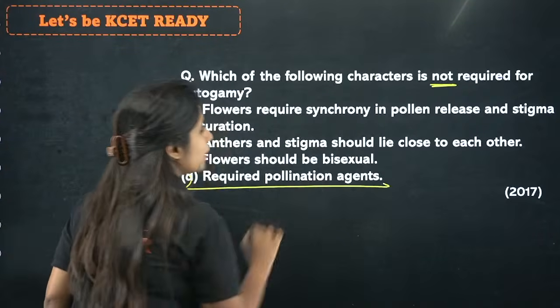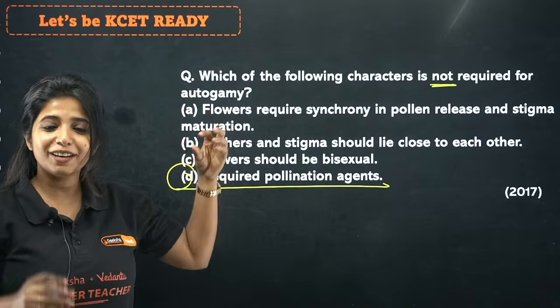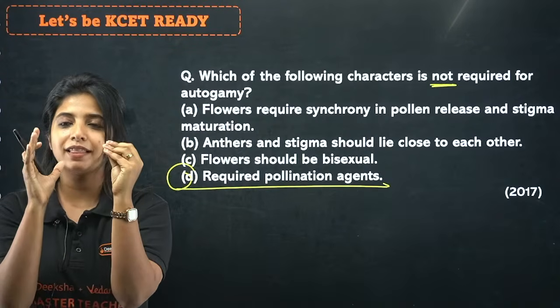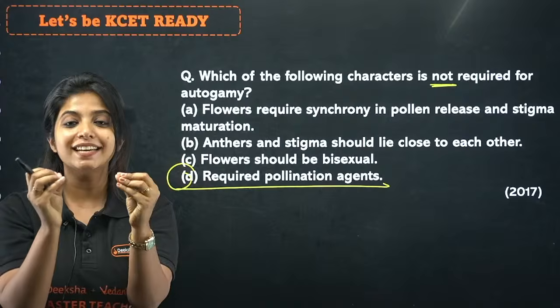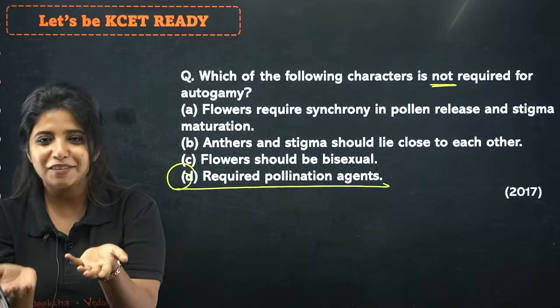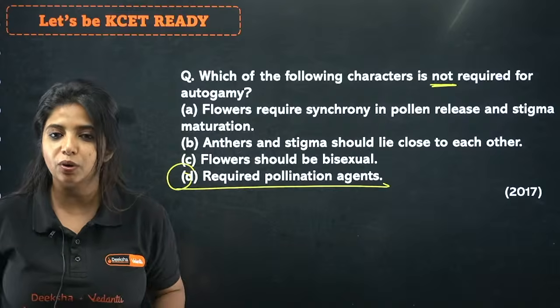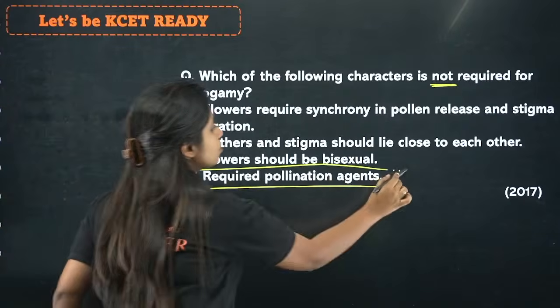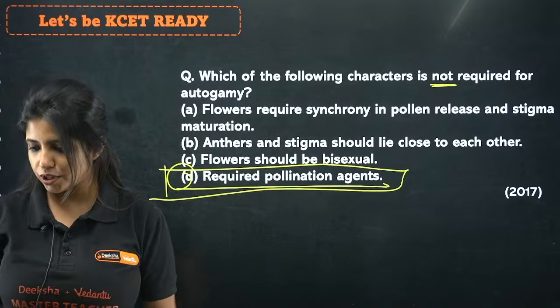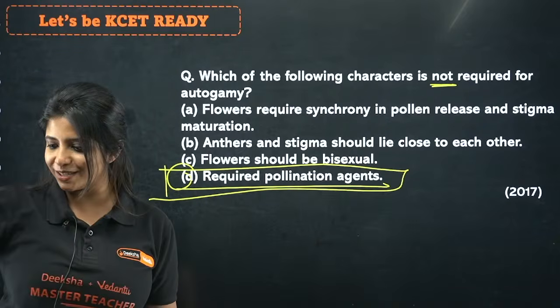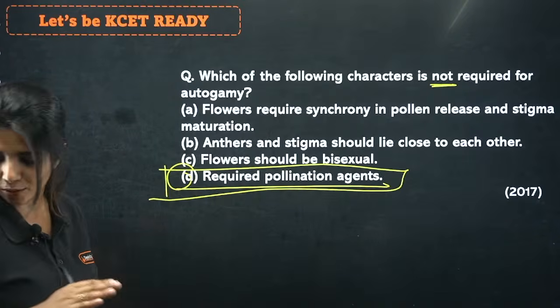Yes, this is not required. You're talking about autogamy. The stigma, the pistil and the stamen are very close to each other. They are bisexual already. You need synchrony between both of them. That is the only thing that you require. But when you talk about pollination agents, you do not require it. Why? Because they are very close to each other. Right? D, definitely. Yes, we are locking it.